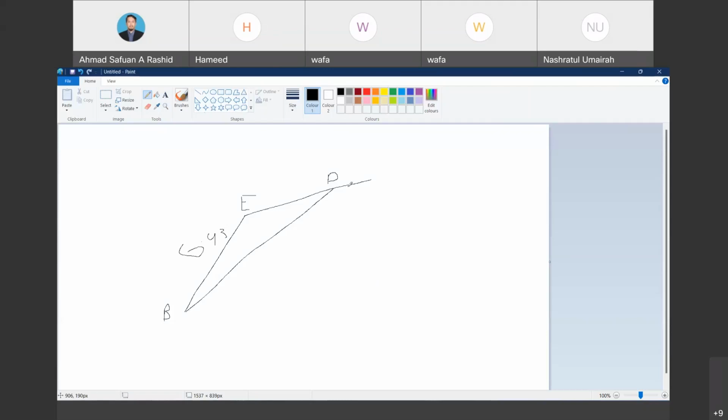So how to get the BD? We should use the sine law, where the BE, which is 6.93, over sine of the angle that we need to determine, is equal to BD, the one that we want to determine, over sine of another angle. So we need to get the degree of this angle.